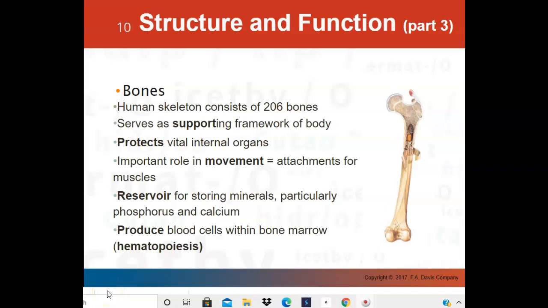Okay, class, we are still in chapter 8. We stopped at the muscles and now we're moving on to the bones part of the musculoskeletal system. Structure and function of the bones.